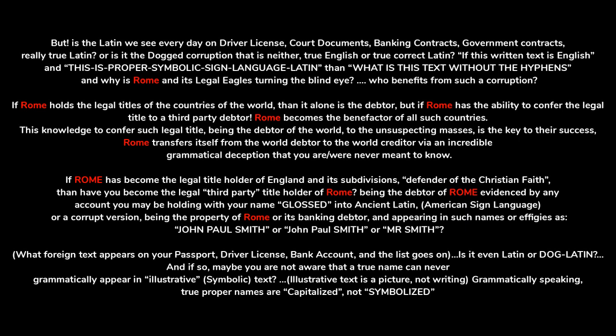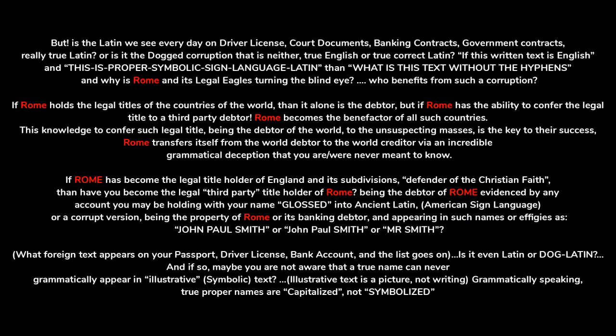If Rome has become the legal title holder of England and its subdivisions, defender of the Christian faith, then have you become the legal third-party title holder of Rome, being the debtor of Rome, evidenced by any account you may be holding with your name glossed into ancient Latin, American Sign Language or a corrupt version, being the property of Rome or its banking debtor, and appearing in such names or effigies as John Paul Smith, or JOHN PAUL SMITH, or Mr. Smith? What foreign text appears on your passport, driver license, bank account, and the list goes on? Is it even Latin or dog Latin?